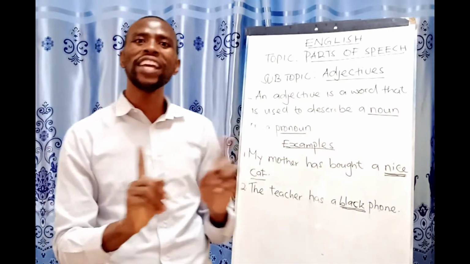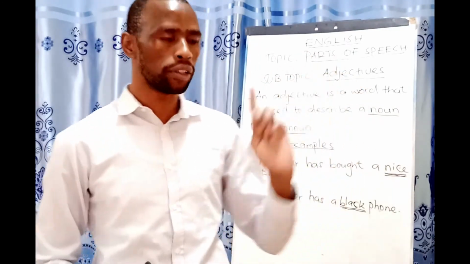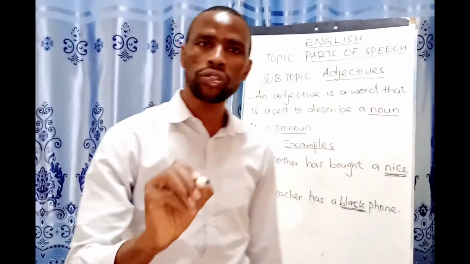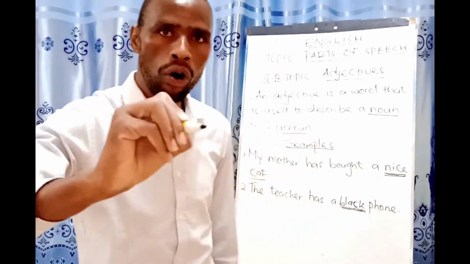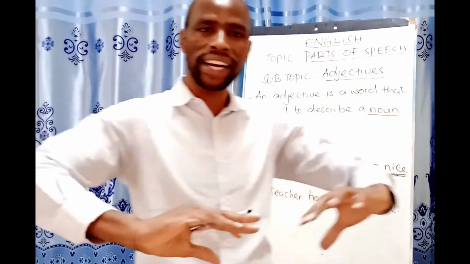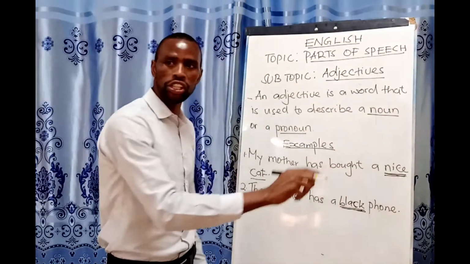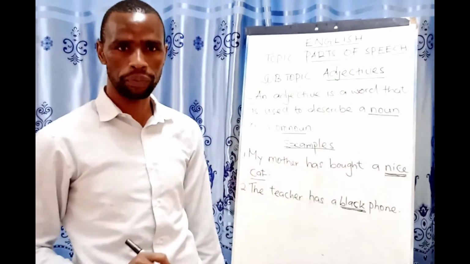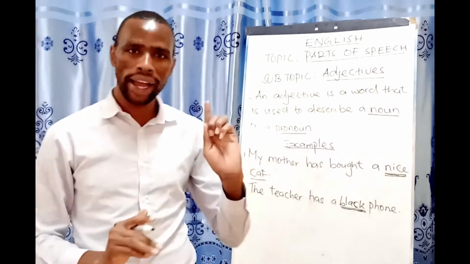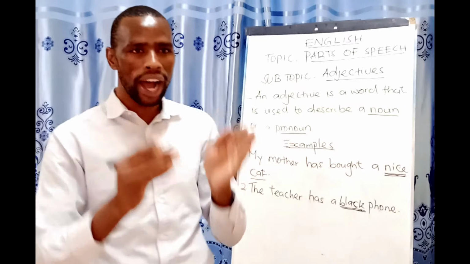You don't talk of any other phone, but you are talking of a black phone. So the word black is an adjective because it is telling us more about the phone. The word black is describing the phone. Having understood that, we now go ahead and look at the order of adjectives.